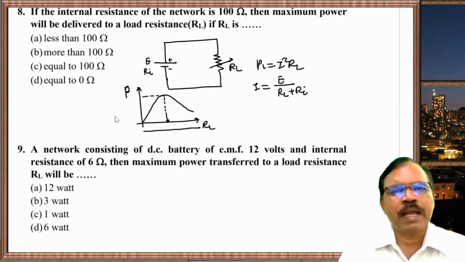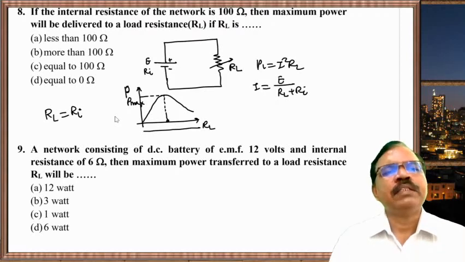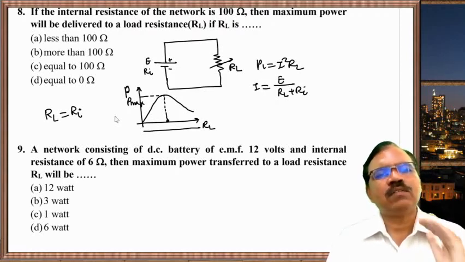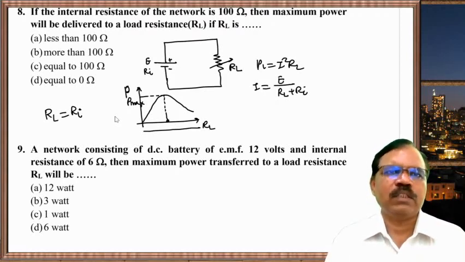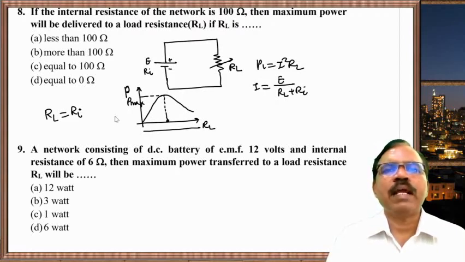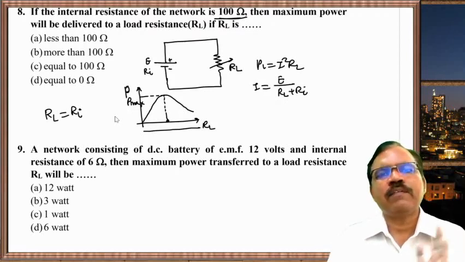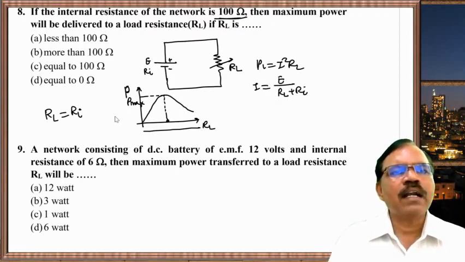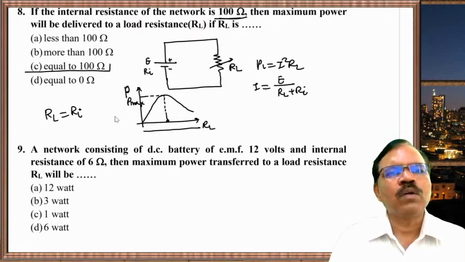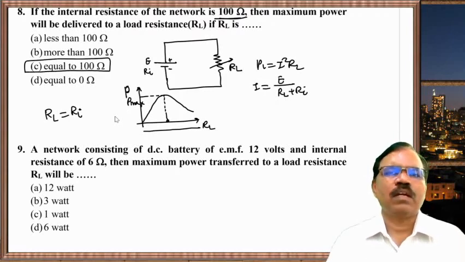So here P max, and this power is maximum when RL is equal to Ri, means load resistance is equal to internal resistance of the source, then power will be maximum. So here internal resistance is 100 ohm. So maximum power will be delivered when load resistance is equal to 100 ohm.